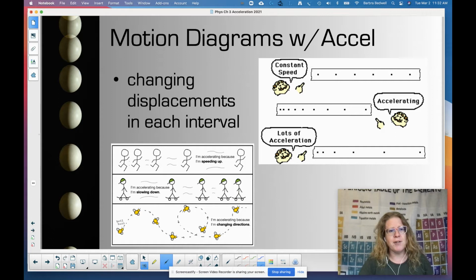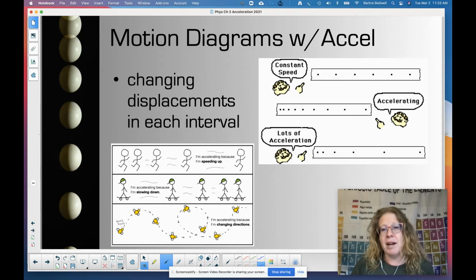If we're going to do a velocity time graph, we need to be thinking about how something is moving. And we've been using these particle models or motion diagrams, however you want to call it, to represent some different types of movement. Remember, if an object is going at constant velocity, it's covering the same amount of displacement in each time interval. That's constant speed or constant velocity.